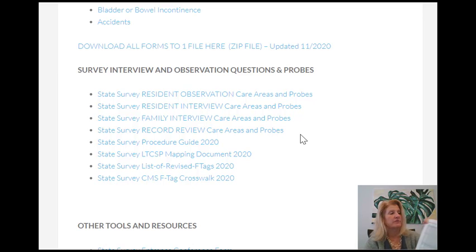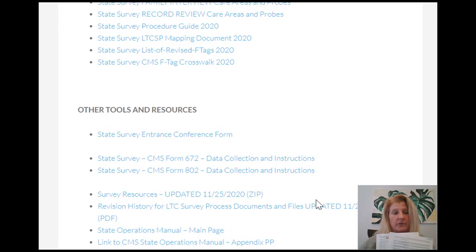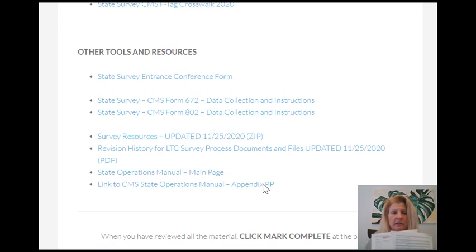You have the entrance conference worksheet, which shows you, when survey comes, all of the things that they're going to ask for so that you can have them ready and what time frame they need them in. And then we'll also look at some other tools and resources, which you can see here on the screen. So you'll get the matrix form, which is what your facility is using to keep track of all of your residents and have that ready for the state when they walk in.